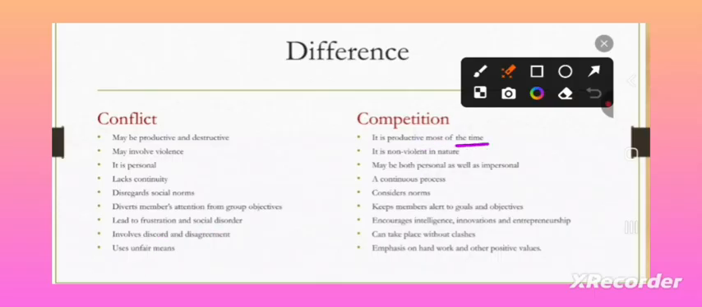In competition, it is productive most of the time. It is non-violent in nature, may be both personal as well as impersonal, and is a continuous process. It considers norms, keeps members alert to goals and objectives, encourages intelligence, innovations and entrepreneurship, can take place without clashes, and places emphasis on hard work and other positive values.